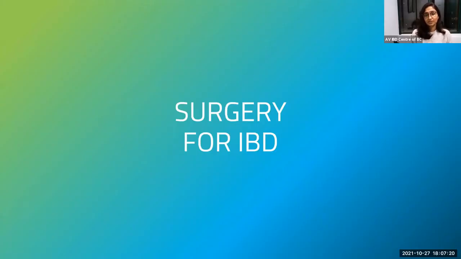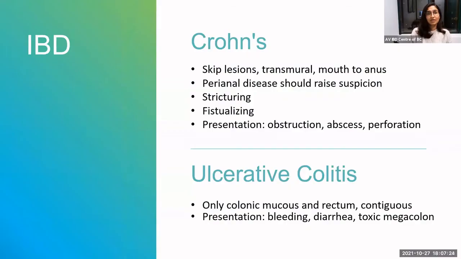Next, we'll talk about the different types of surgery for patients with inflammatory bowel disease. So this is just a quick overview of Crohn's versus ulcerative colitis. As you may be aware, Crohn's disease is a condition that affects the GI tract anywhere from the mouth to the anus. There can be skip lesions, so it doesn't have to affect the intestines or the bowel contiguously, but there can be areas that are affected, intervening with normal areas.